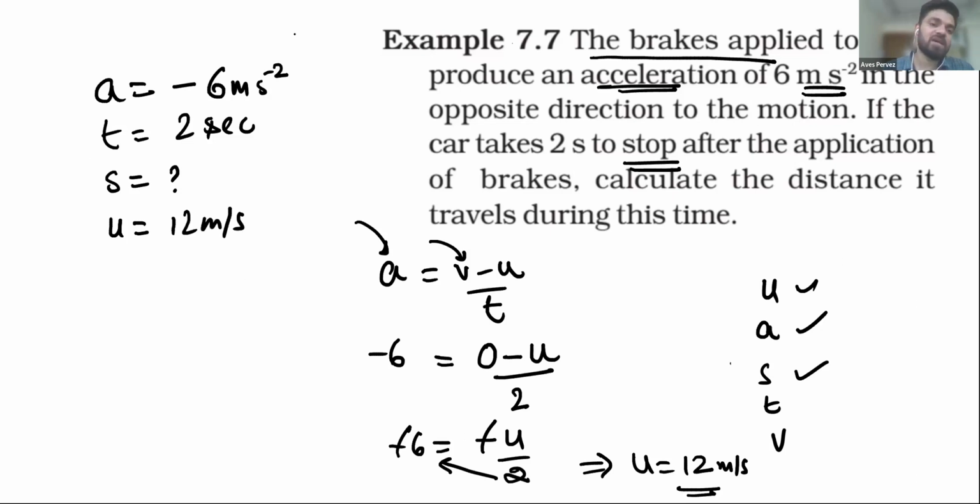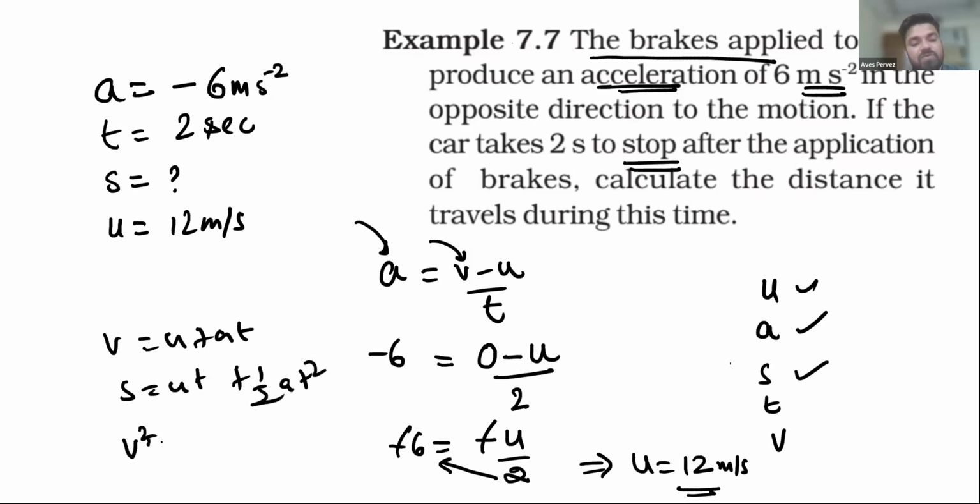Now out of these 4 things, V is not asked and not given as well, so we will use the second equation. Why did we calculate U? It is not being asked in the question. We have to find the distance, but to find the distance, we need to use 3 equations. V is equal to U plus AT, S is equal to UT plus half AT square, and V square equals U square plus 2AS. These are the 3 equations of motion, and all 3 have U. So you need to calculate U for calculating the distance. Yes, sir. This is must and compulsory. Okay. So let's move further.